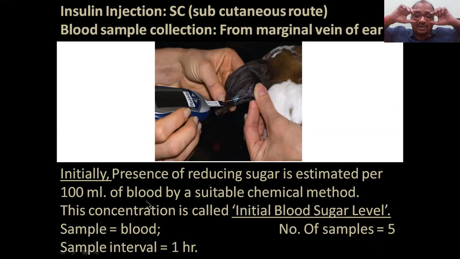Initially, you have to find out the blood sugar, estimated per 100 ml of blood, how much sugar is there. You can calculate it using a suitable chemical method, or by using the machine reader, which is better. This initial concentration is known as the initial blood sugar level. Later you give the insulin injection, and you take a blood sample, not a urine sample. Take 5 samples at an interval of 1 hour, so 5 hours: 0 hour, first hour, second hour, third hour, fourth hour, like that.